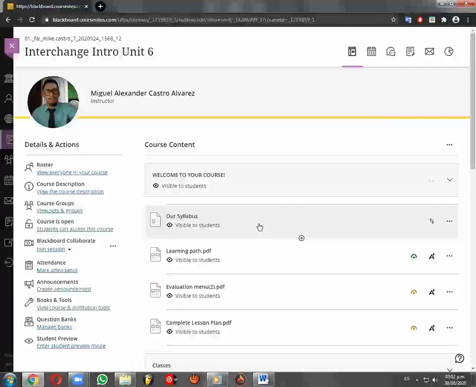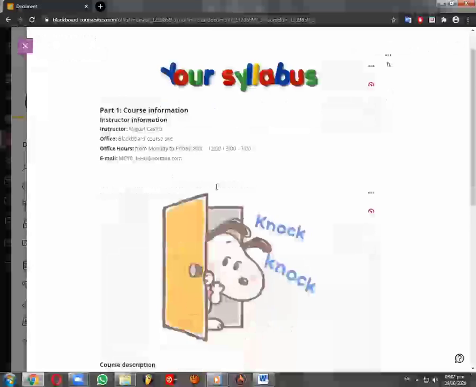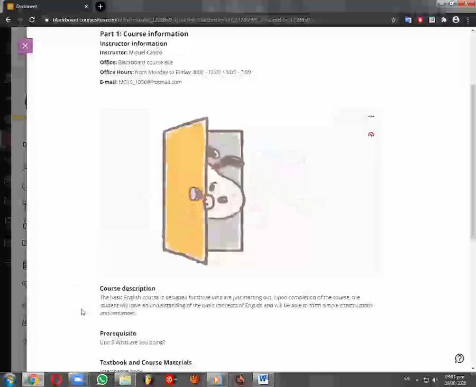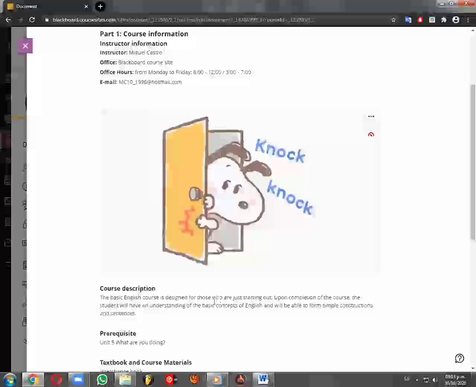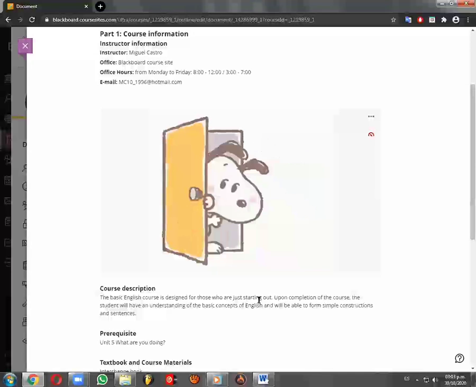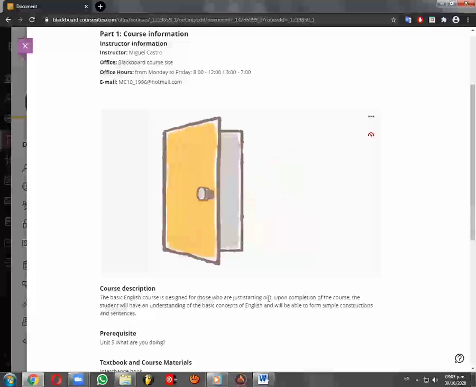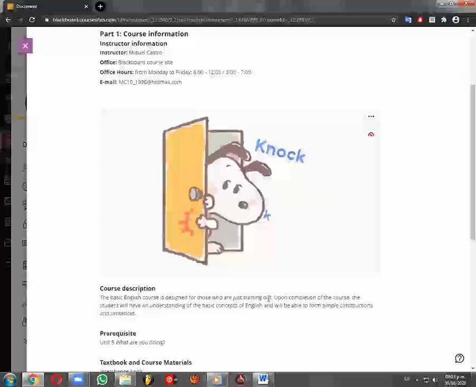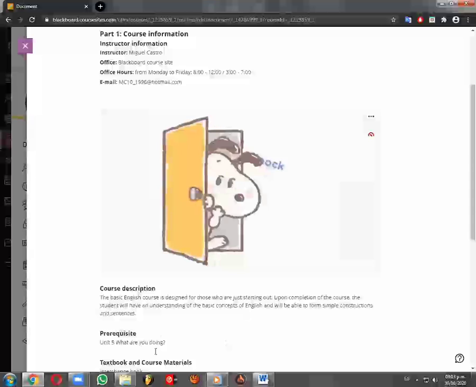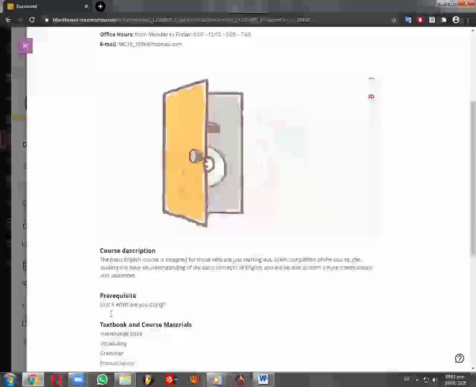So in this unit, we can learn about the basic English course, designed for those who are just starting off. Upon completion of the course, the student would have an understanding of the basic concepts of English and will be able to form simple constructions and sentences. And the prerequisite is Unit 5.